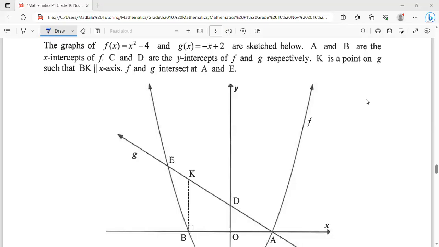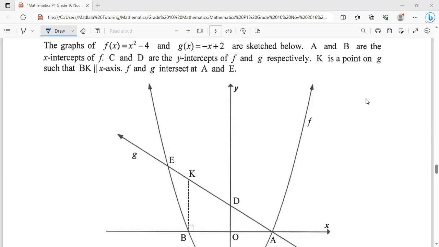So today I want us to talk a little bit about functions. So let's go. They say the graphs of f of x equals x squared minus 4 and g of x equals negative x plus 2 are sketched below. A and B are the x-intercepts of f, and then C and D are the y-intercepts of f and g, respectively. So K is a point on g such that BK is parallel to the x-axis.